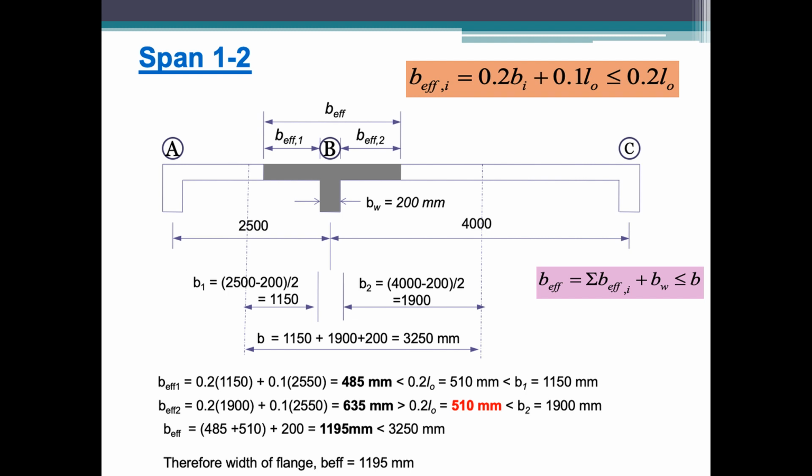We need to concentrate on the cross section of the T-beam at span 1-2, and according to the expression I explained to you, we need to find B effective of the T-beam, BEFF1 and BEFF2. You can see in the diagram there. According to the expression, BEFF1 depends on B1 and L0. So now we need to find B1. B1 is actually the effective span of slab A to B. That is 2500, the distance between the centers of beams A and B, minus the width of the beam, divided by 2. So we get 1150. So this is B1.